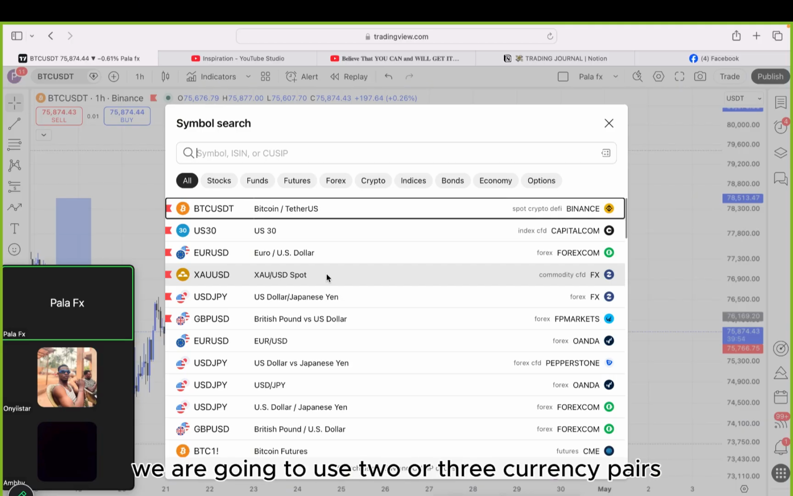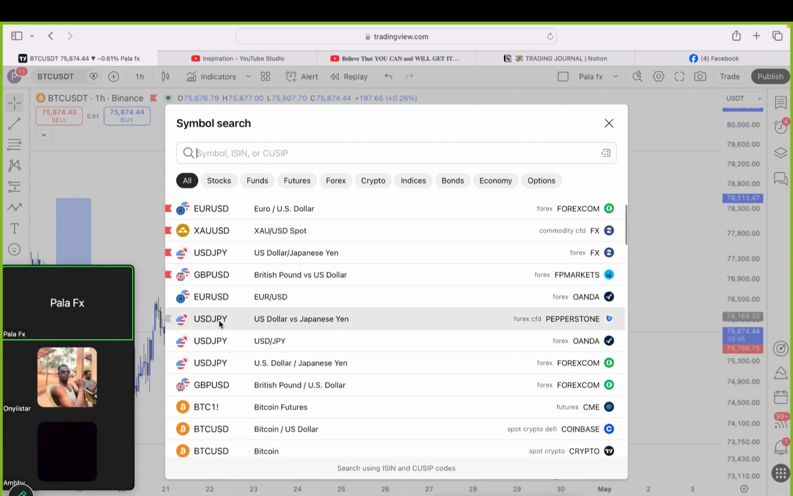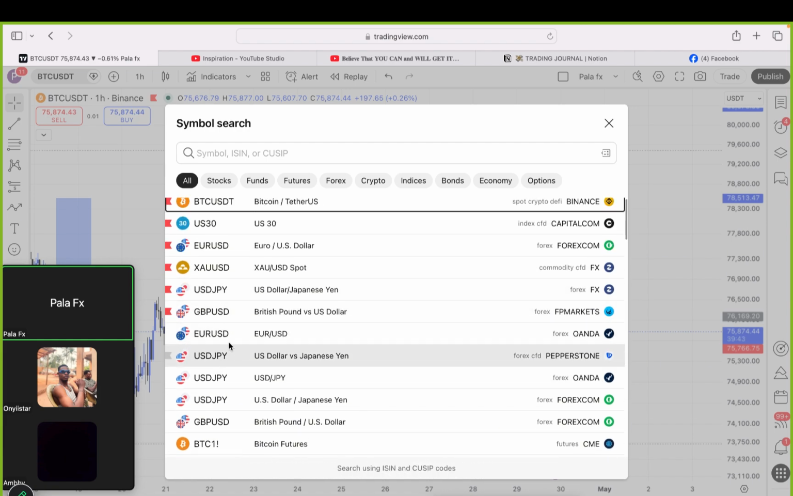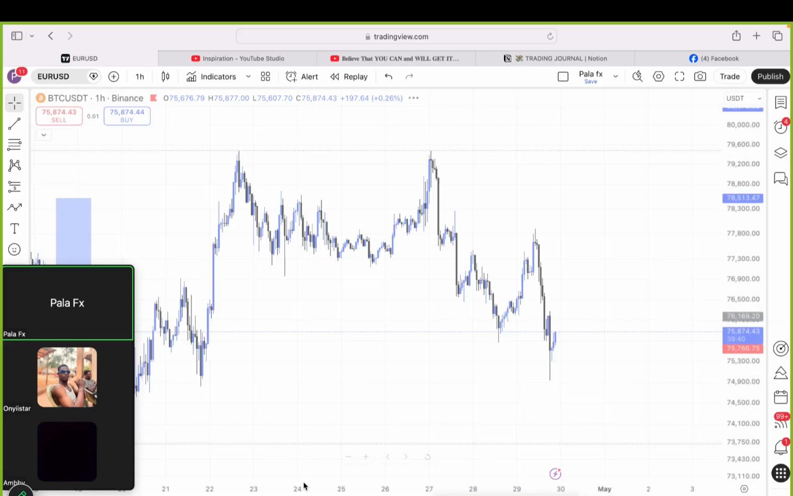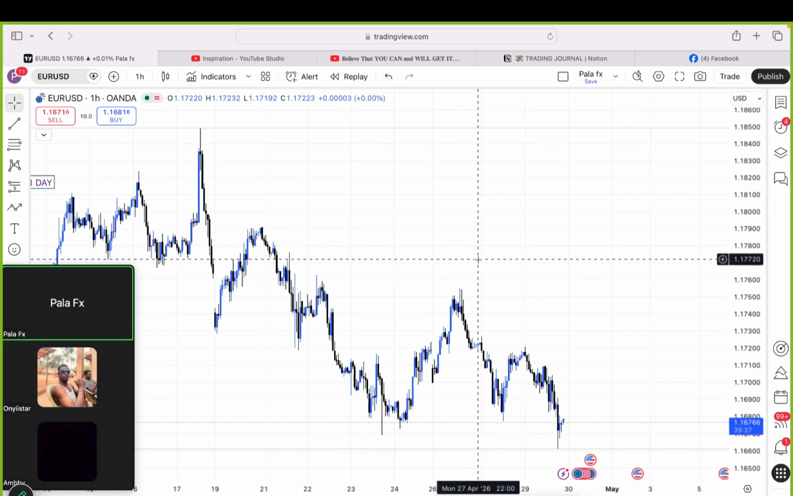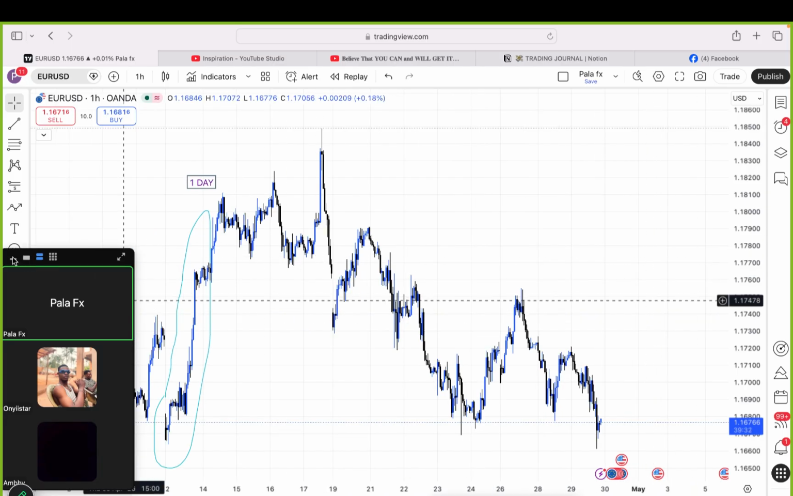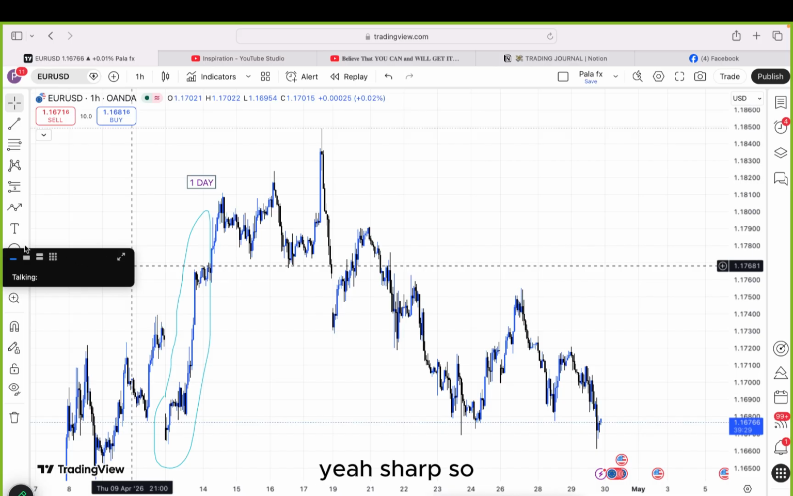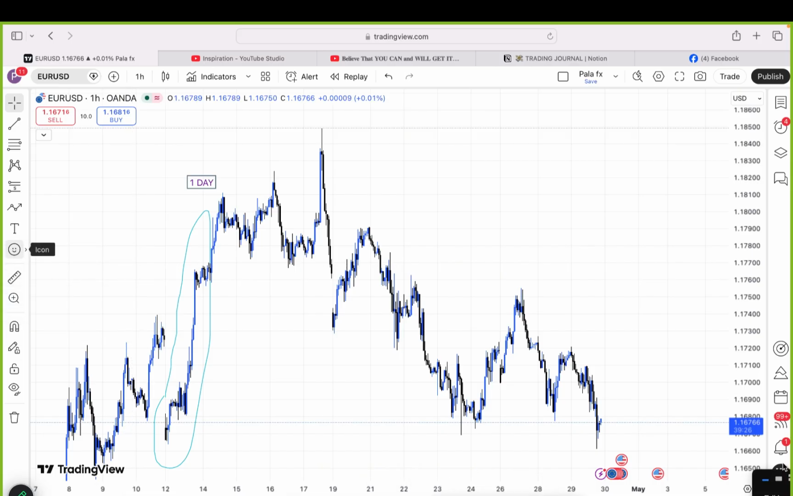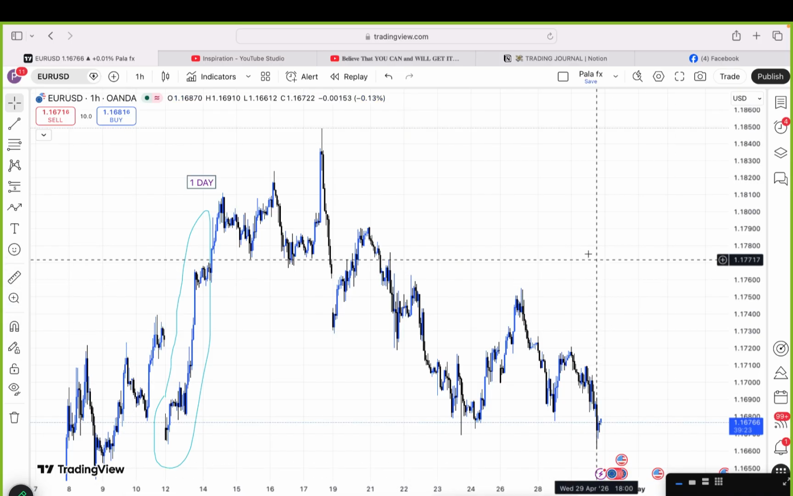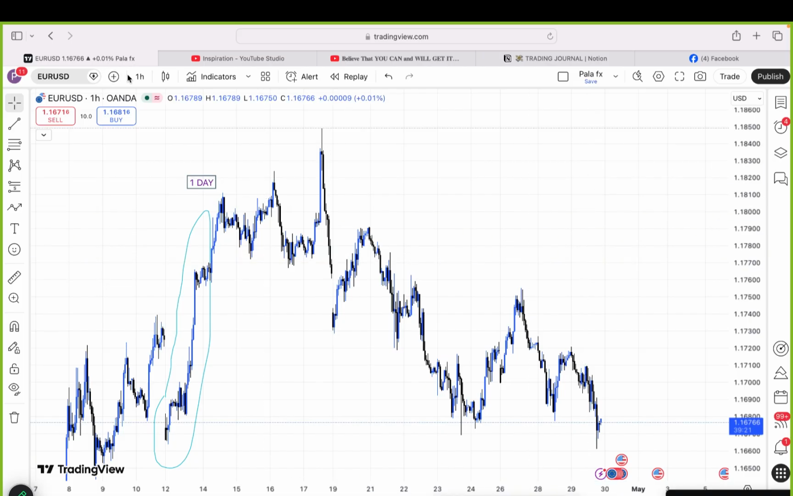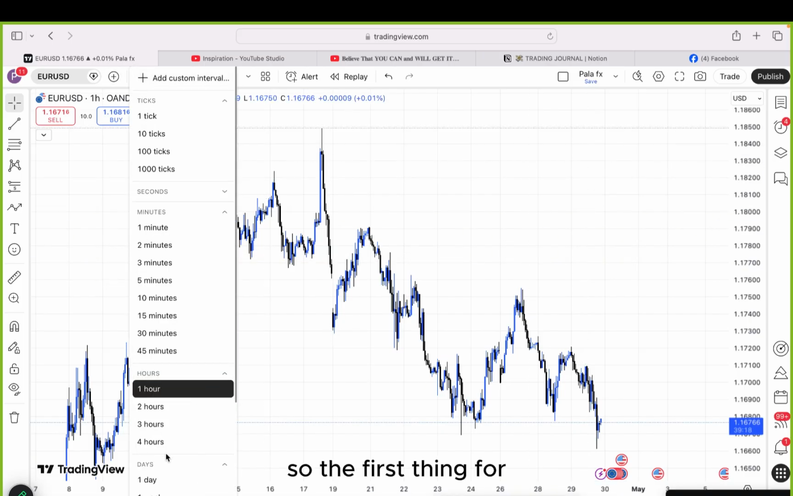We are going to use 3 currency pairs and practice top-down analysis. So let's start with this Euro USD. I'm checking whether I have used this pair before. Okay. Let me even remove this thing. Yeah, sharp. So can you see my chart? Yes, sir.